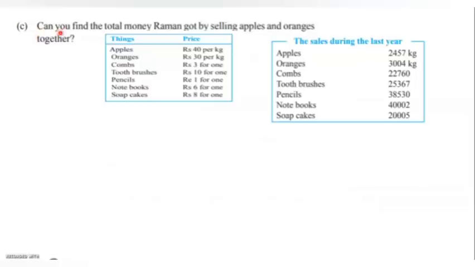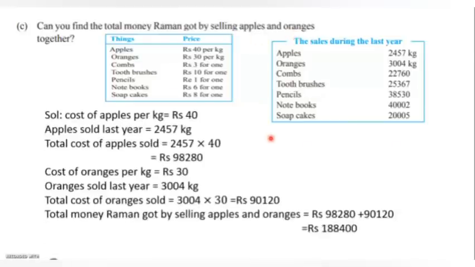Third question. Can you find the total money Raman got by selling apples and oranges together? Together means addition. Let's see. Cost of apples per kg is given to us as 40 rupees. Apples sold last year is given to us here. Yes, so total cost of apples sold. How much money did he get by selling apples? Just multiply these both and you get the answer.